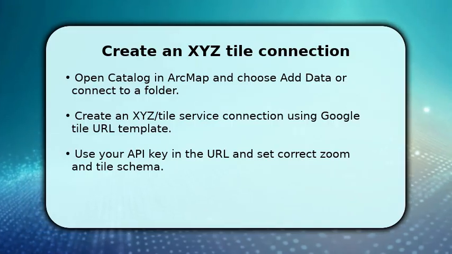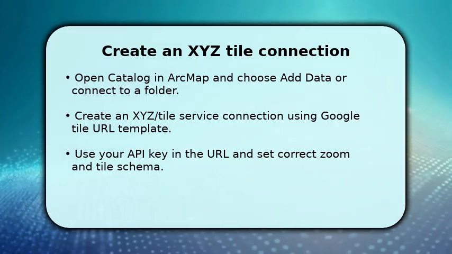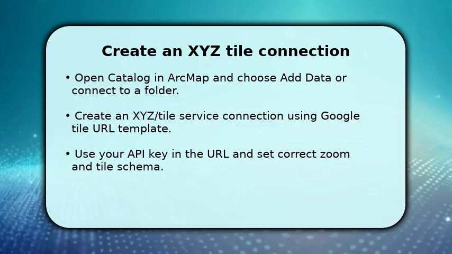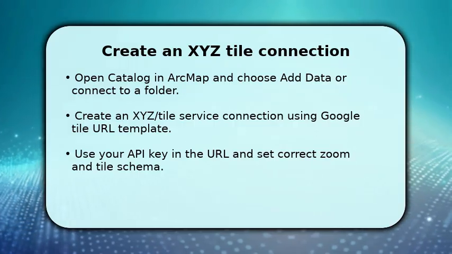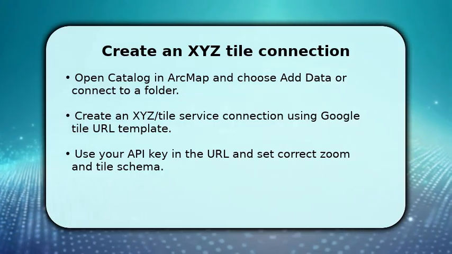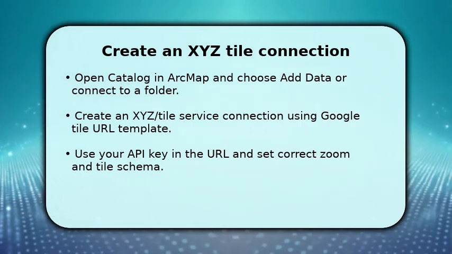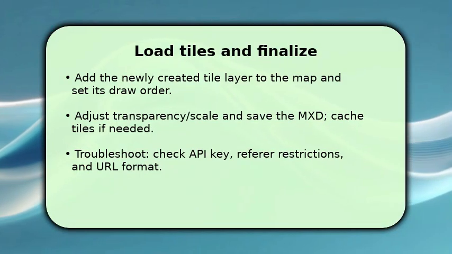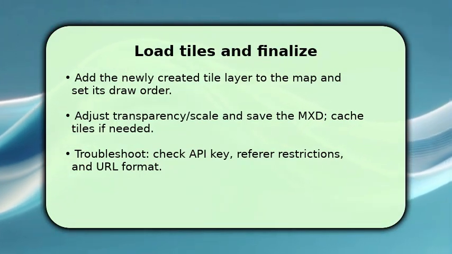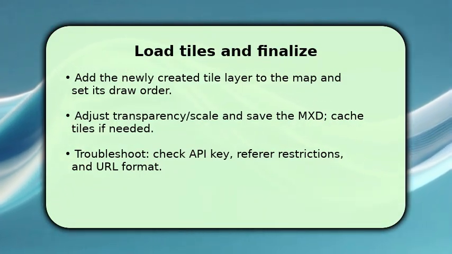Set the correct spatial reference, Web Mercator, and allowable zoom levels to match Google's tiling scheme. Once done, validate the URL and save the connection so tiles can be requested as a base map layer. Add the tile connection to your ArcMap document and drag the tile layer into the map. Place it beneath your operational layers as a base map.